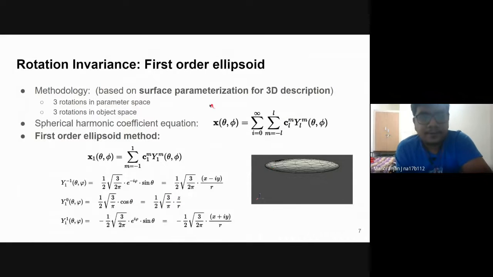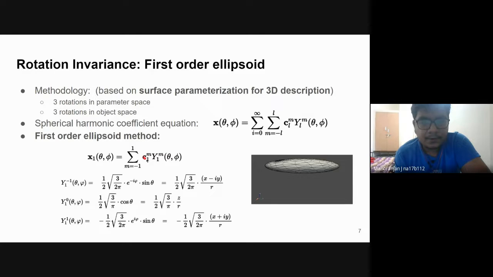Okay, so if the previous thing is understood, now I'll be discussing the method which I've followed. This is based on the paper on surface parameterization for 3D description. It came out in 1994, and there they discuss 3 rotations in parameter space and 3 rotations in object space, and they call this method the first order ellipsoid method. So here we'll be considering the coefficients of L equal to 1.